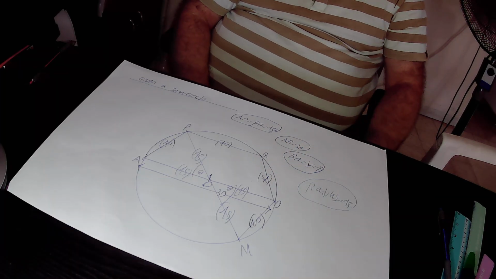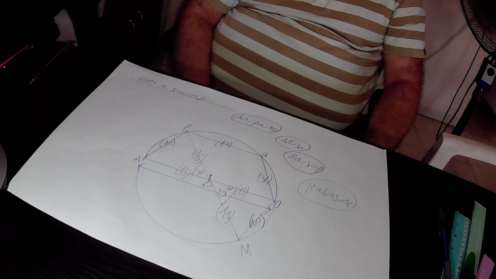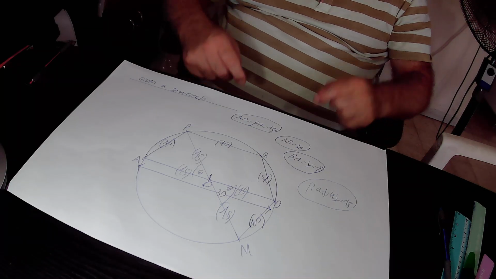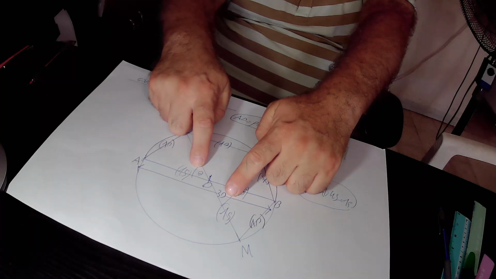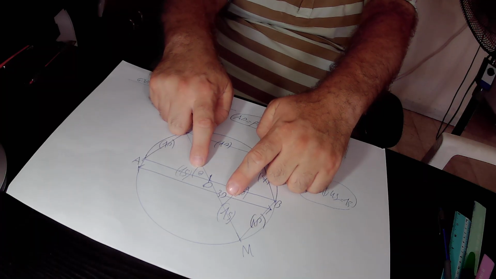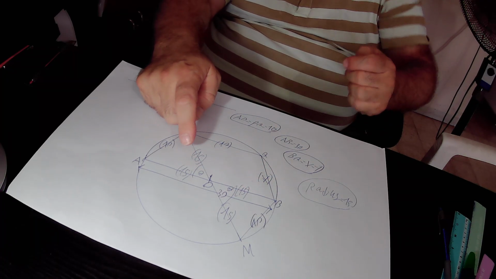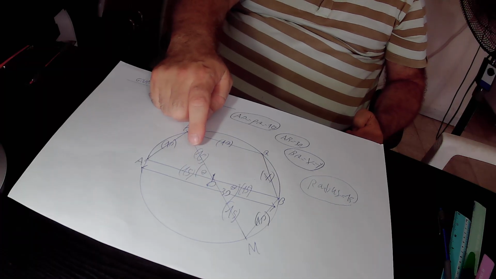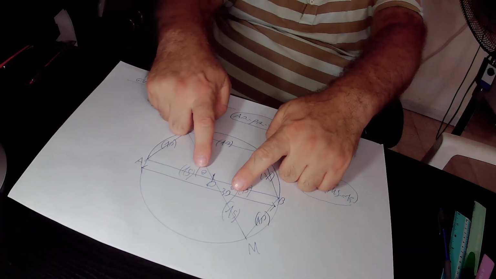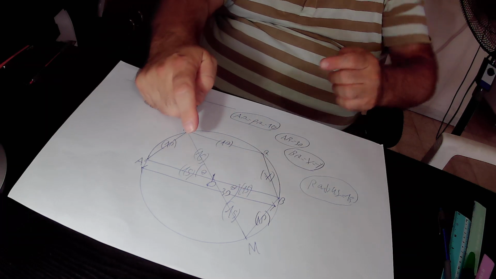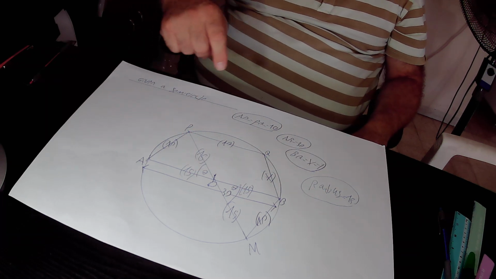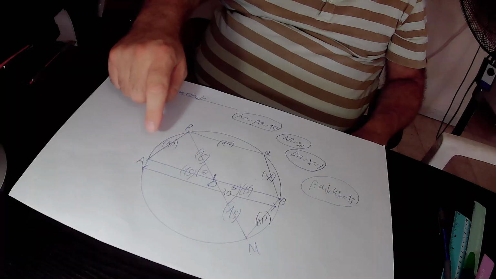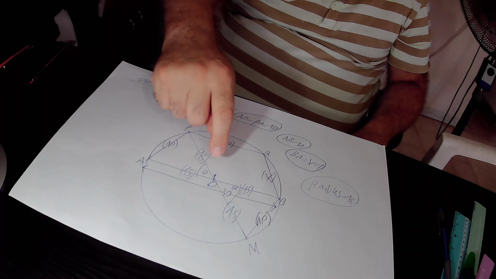In the next step, we prove that, before that, we have those two vertical angles, they are equal to each other. We have the rule that vertical angles are equal to each other, so those two vertical angles are equal. In the next step, we prove that this triangle APO is congruent to this triangle MBO.